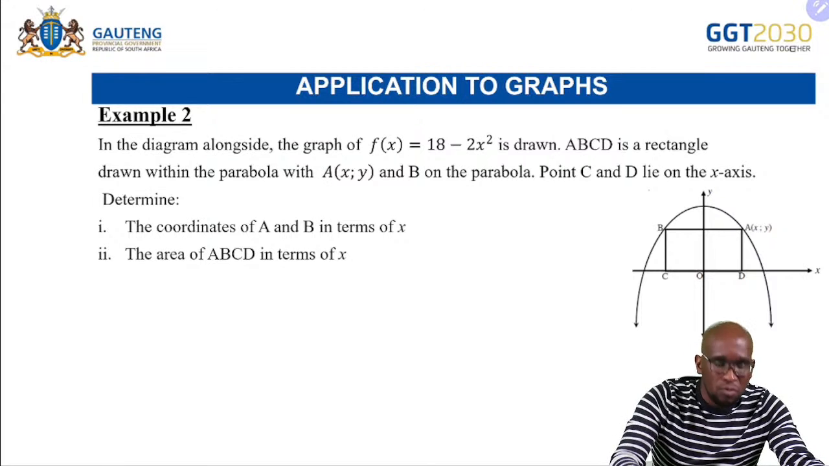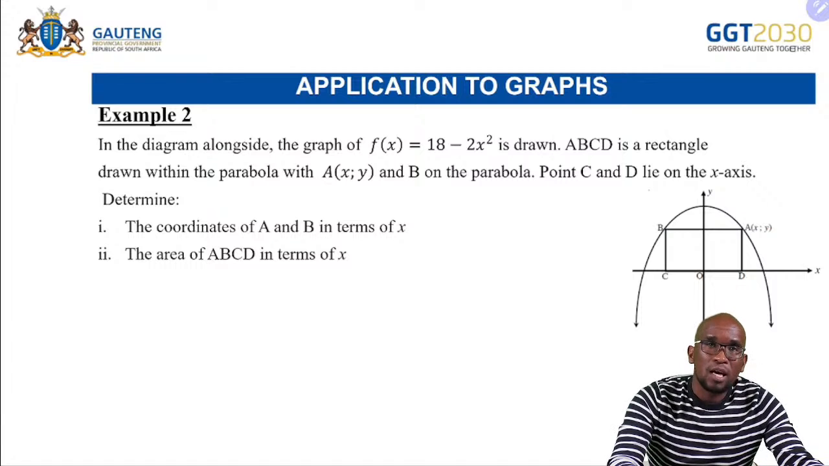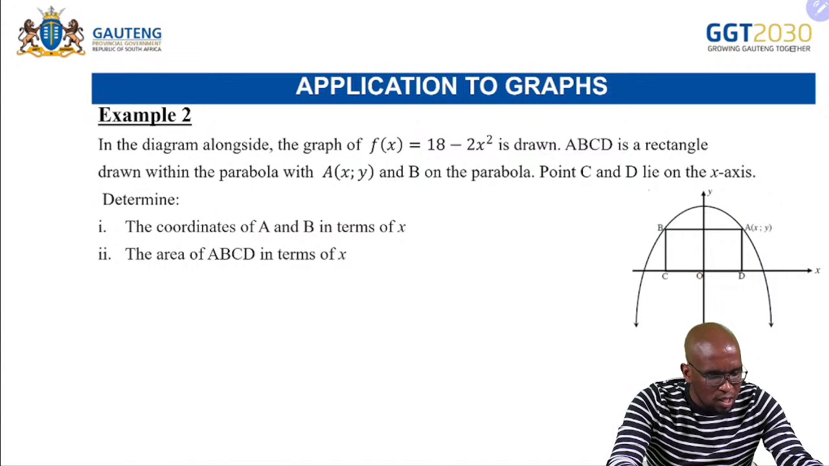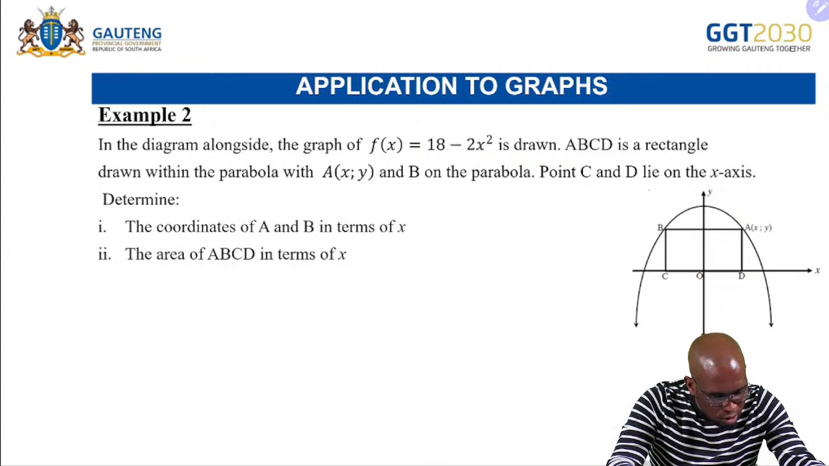Right, moving on, we get another example that involves application to graphs. In the diagram alongside, the graph of f of x is 18 minus x squared is drawn. ABCD is a rectangle drawn within that particular parabola, with A on the parabola, and B on the parabola. Points C and D lie on the x-axis.